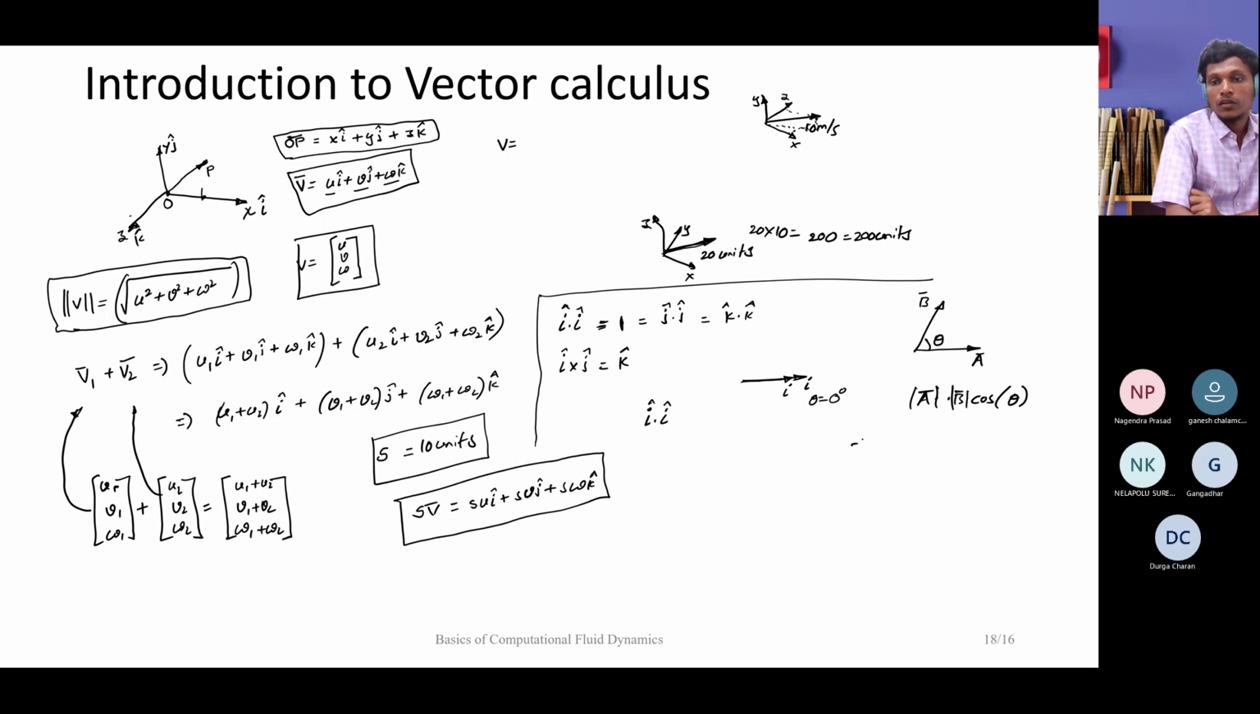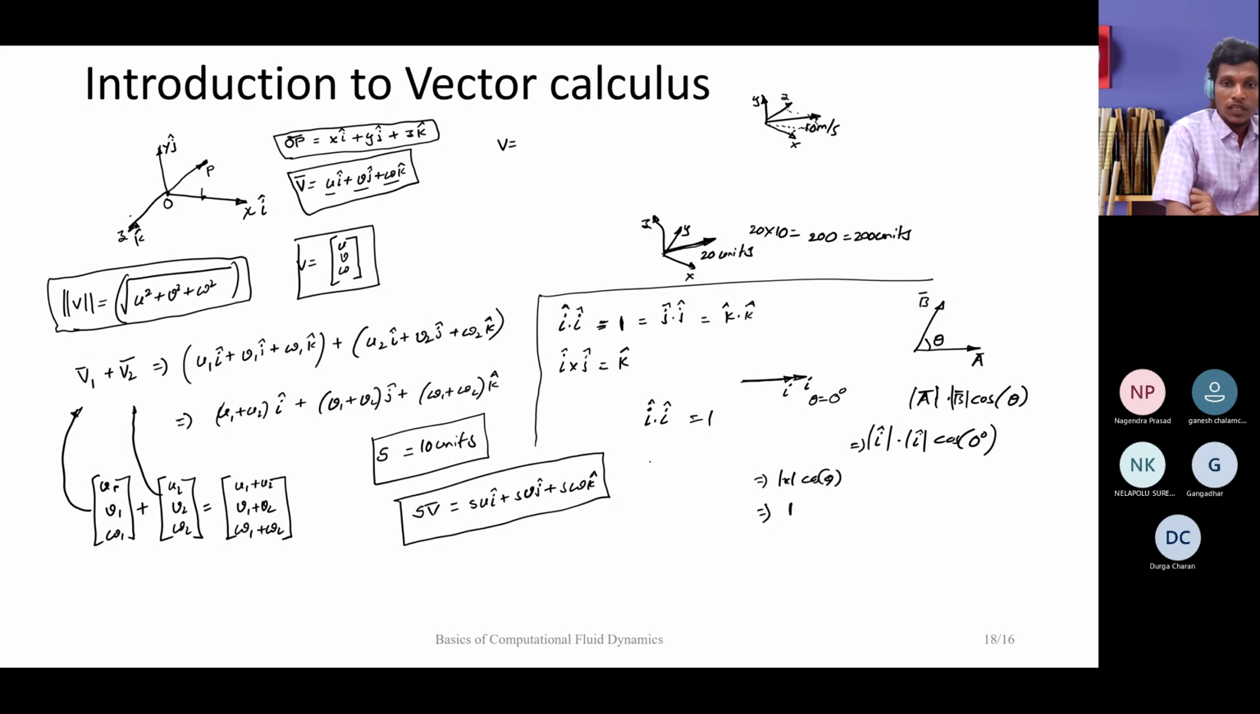So if your angle theta equals 0 degrees, just substitute theta in this: magnitude of i cap times magnitude of i cap times cos of 0 degrees. We know that cos 0 equals 1, and i cap is nothing but a unit vector in the x direction. If you try to find the magnitude of a unit vector, that will give you 1. So 1 times 1 times cos 0 is just a multiplication that gives you a value of 1 unit. That is why i dot i will give you 1.